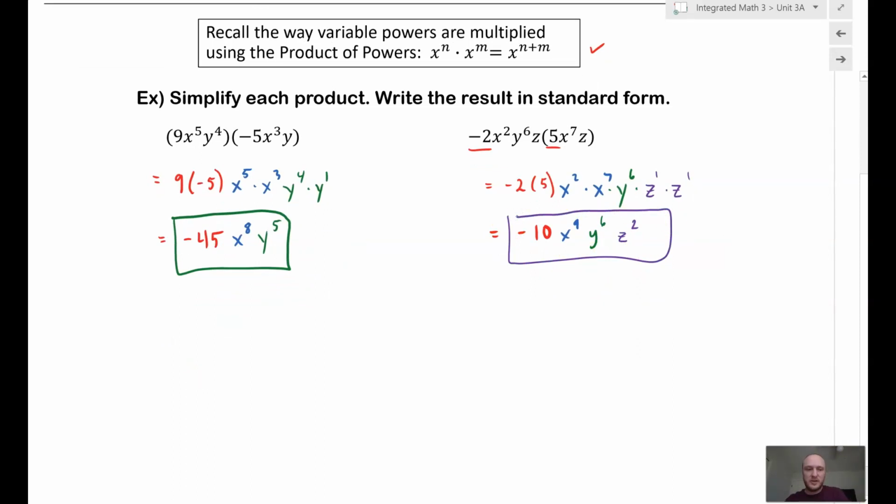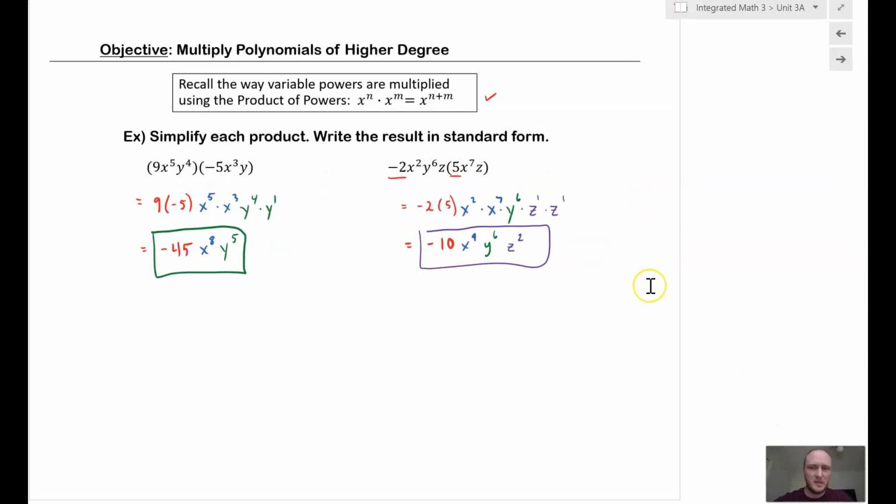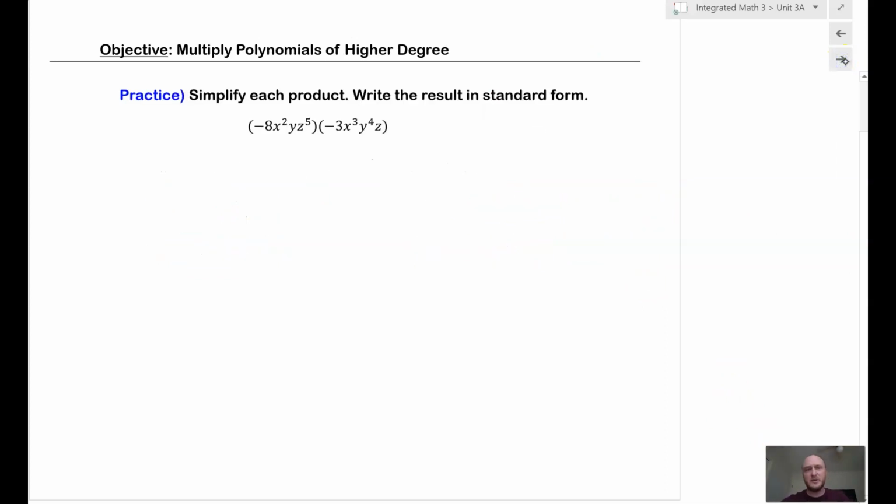Pretty straightforward, pretty easy. All right, now I'm going to give you a practice problem. Please pause the video. I want you to go ahead and try this on your own and then check back for the solutions. All right, hopefully you have paused it. Here is the solution. So you should have gotten a positive 24x to the 5th, y to the 5th, z to the 6th.